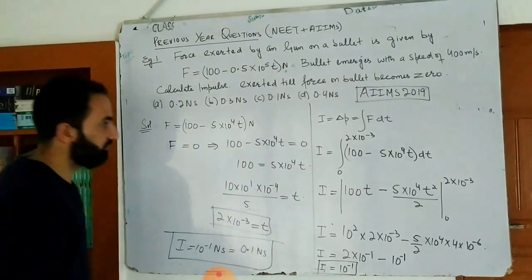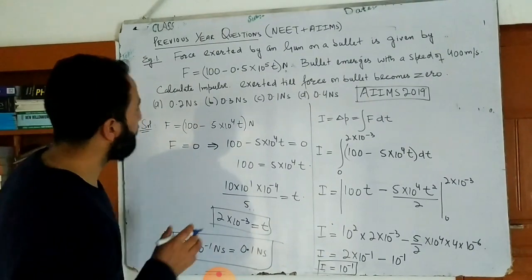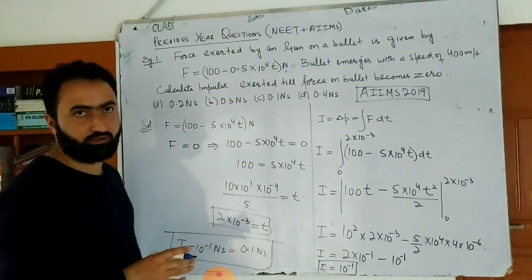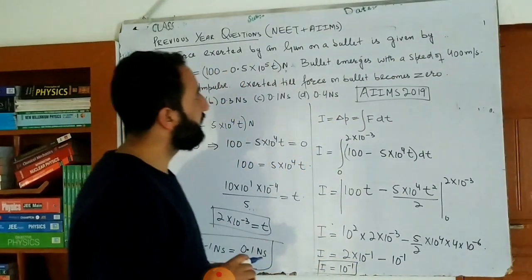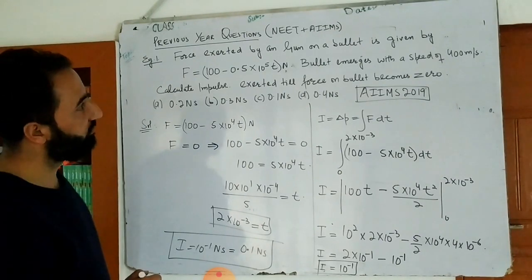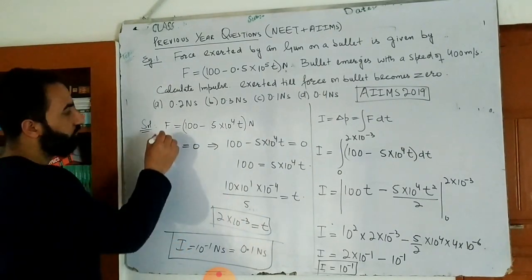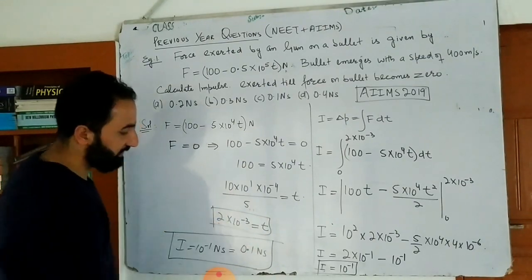So this is the question which was asked in AIIMS 2019. Again I will repeat. Force is given as a function of time, and the initial velocity of the bullet is given, that is equal to 400 meter per second. Now the question is to calculate the impulse exerted till the force on the bullet becomes equal to 0. When the force becomes equal to 0, we will calculate that time. So that time is this, 20 into 10 to the power minus 3.